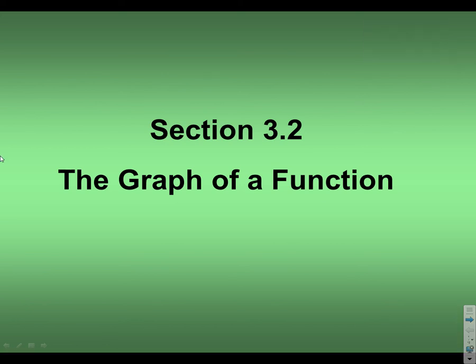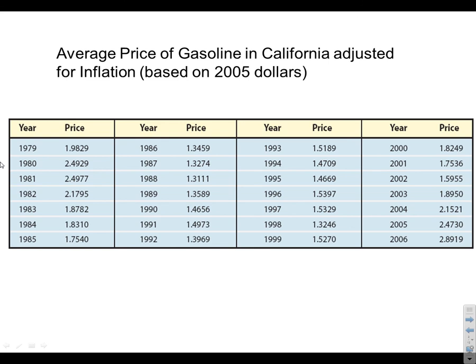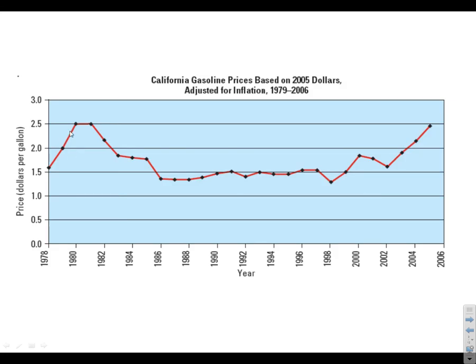All right, let's keep rolling with chapter 3, section 3.2, the graph of a function. Last section, 3.1, we learned about what a function is. Now we're going to graph them. We could have a situation where we have a year and a price. This is definitely a function because every single input, the year, would have a specific output, the price. And so we could graph it like this.